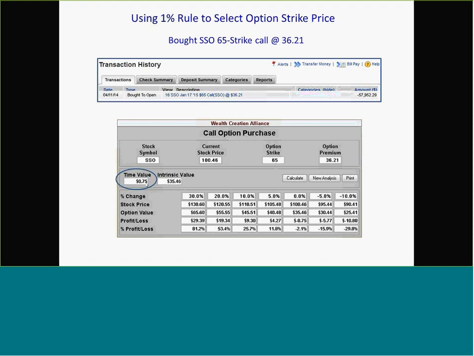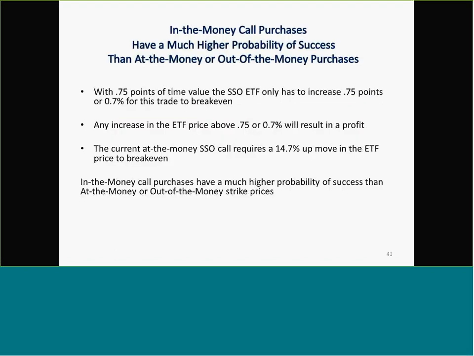In this example, the SSO, which is the leveraged S&P 500 index, with only 75 cents of time value, the SSO only has to increase 75 cents or 0.7% for this trade to break even, and then I start making money. So any increase above that 75 cents will result in a profit. And if you look at the current at-the-money call for SSO, it requires a 14.7% up move in the ETF just to break even.